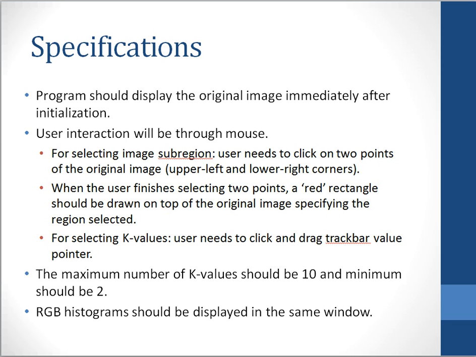The maximum number of k values should be 10, and the minimum should be 2. So that's basically the number of clusters. Lastly, the RGB histogram should be displayed in the same window. So basically, we're going to have one more window called histogram, and all 3 histograms for blue, green, and red should be displayed in this window. You don't need separate windows for each channel of the histogram. You can put them in the same window.